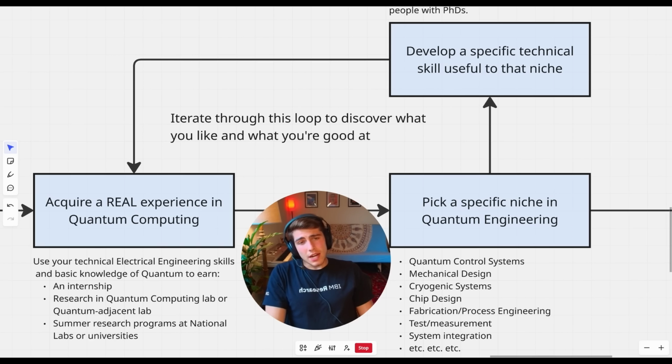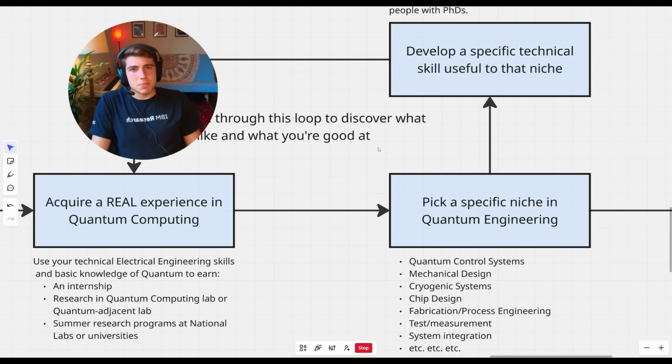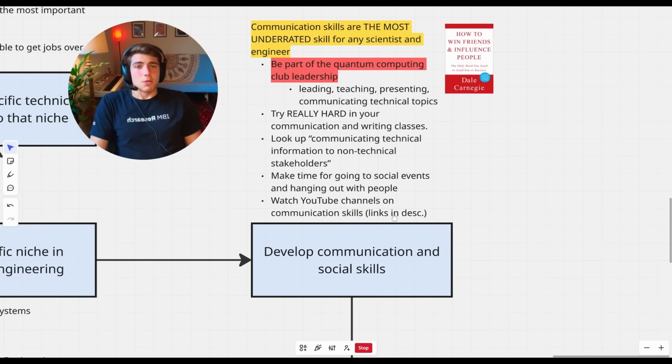Something that I think is honestly almost just as important as technical skills, and this is just the reality of how the world works. You might like it, you might not like it, but this is just the reality of how it works. You need to have good communication skills, right? And communication is literally the most underrated skill for every scientist and engineer out there, period.